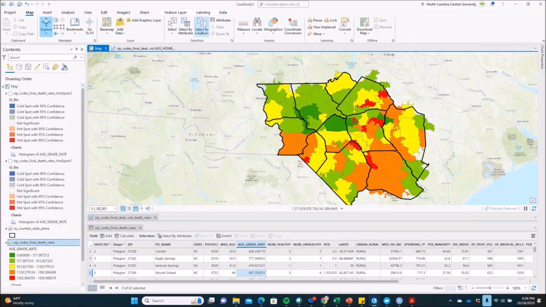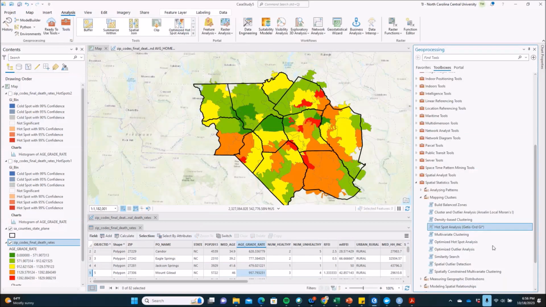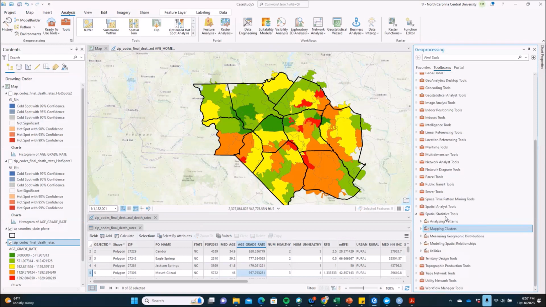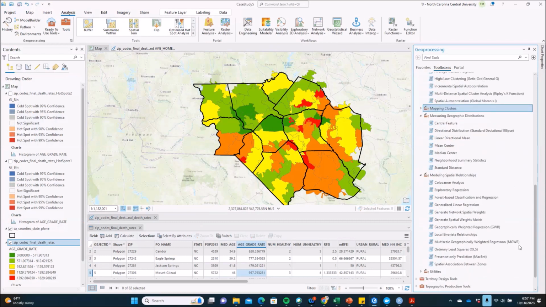All right, so let's get to what we're going to do, because we've got an Esri exercise and we've got a reading. Under Map, under Analysis, I'm going to go to Tools. And so mapping clusters. What we're going to do here is click on, what the heck are we going to click on? Oh, modeling spatial relationships, okay? When you click on modeling spatial relationships, we've got tons of stuff right here.